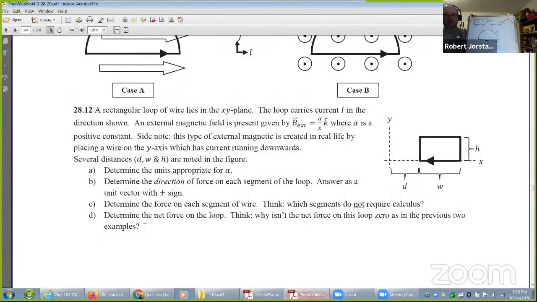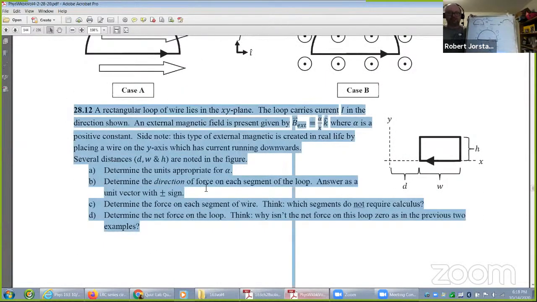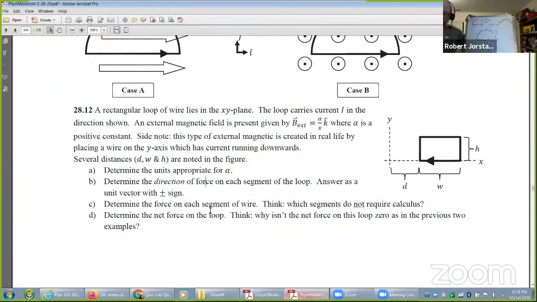Here's one you can do at home. See if you can put this all together. You have a rectangular loop of wire. The loop carries some current. I think the net force on this loop is? Whoops, I accidentally said it here. It's not 0. Why is it not 0?